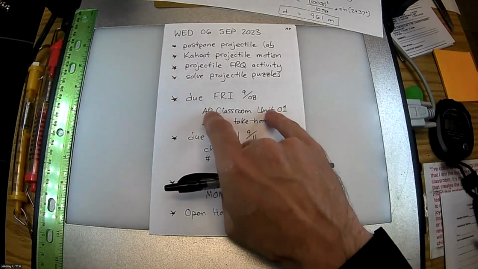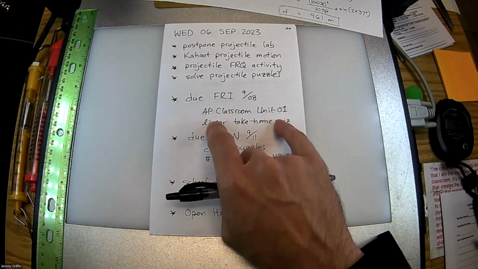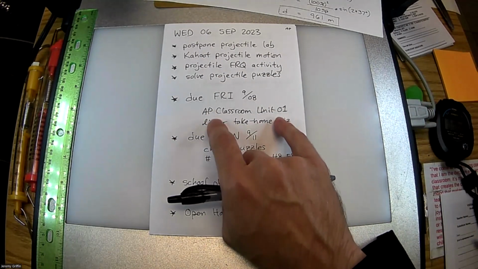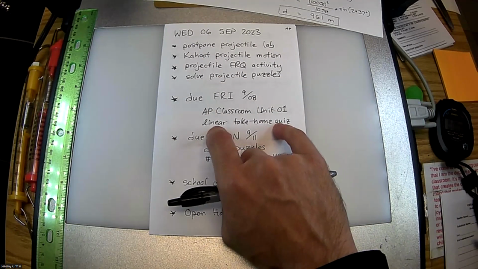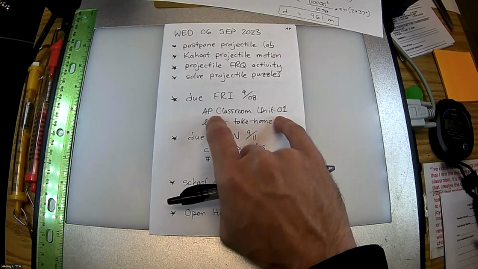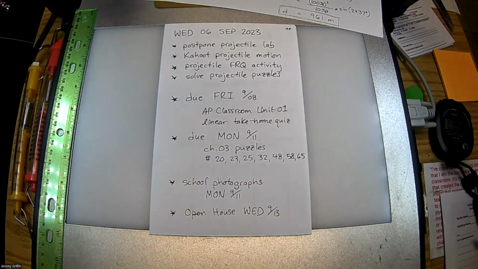Okay. And so the due date's coming up. Since tomorrow we're doing the lab instead, I'll bump the AP Classroom to Friday. So I did bump the due date on that. You guys remember AP Classroom Unit 1, multiple choice questions? Those are going to be due Friday morning. We'll cover those on Friday. Your linear motion take-home quiz will also be due on that day.